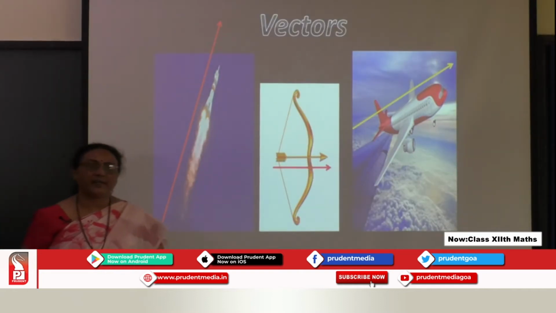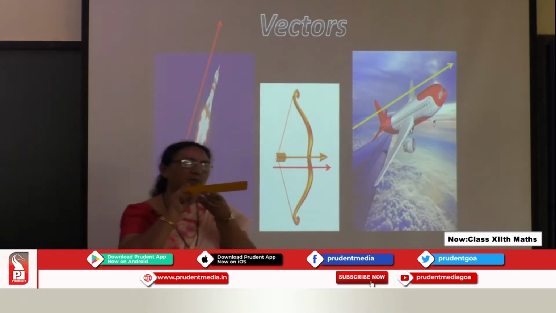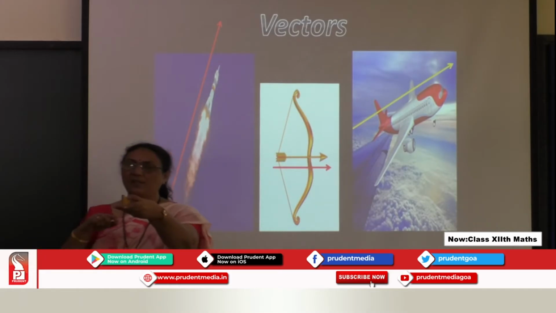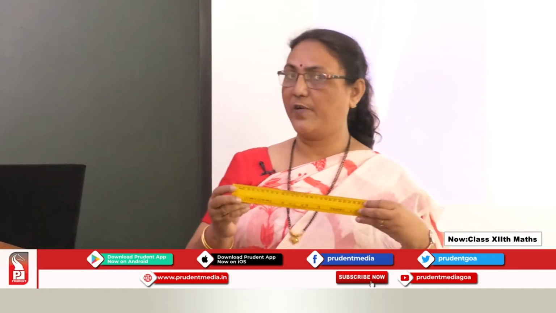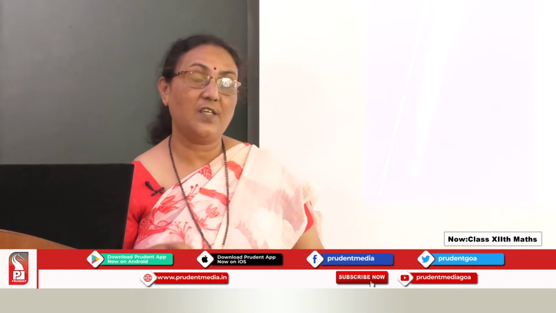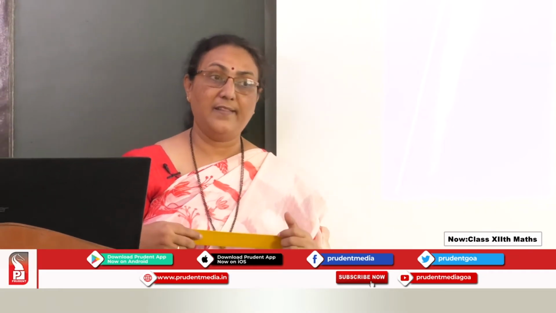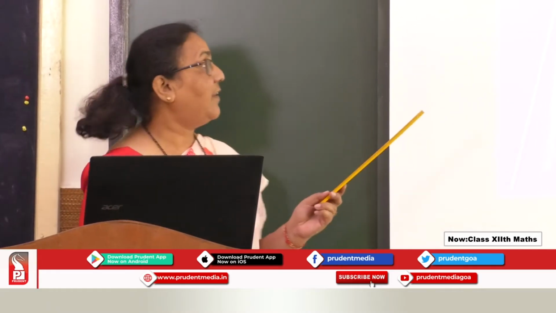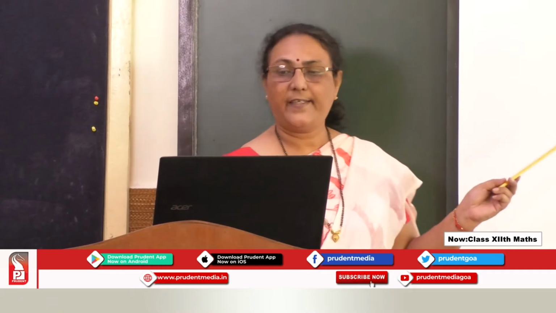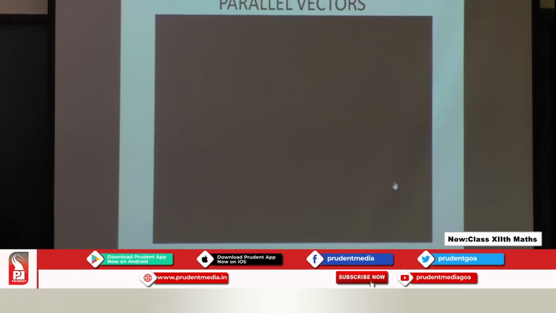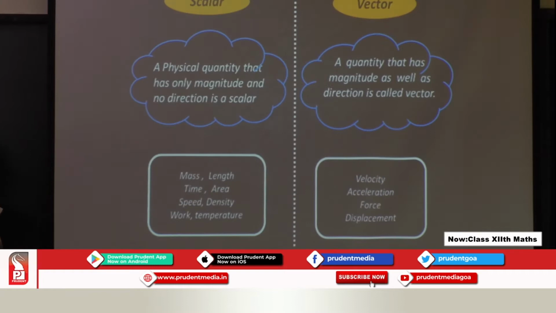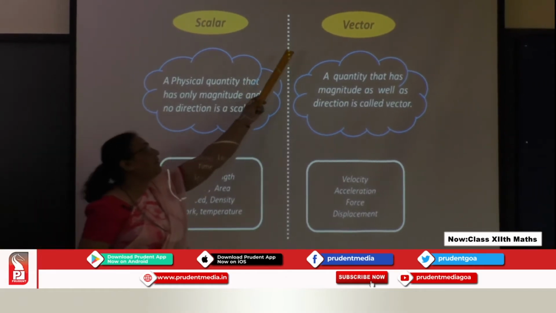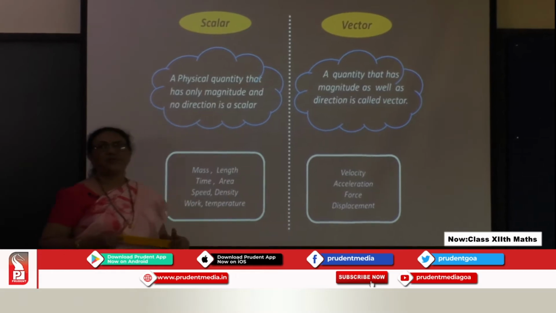Now see, I am standing here. If I want to go in this direction, I will move this side. If I want to go out from this room, I will go this side. So direction is very, very important in our life, and this direction is related to this lesson, vectors. Now see here, these are examples of vectors. In this video we have seen that two planes are moving and both are parallel planes. Now we are learning in this lesson vectors and scalars. What is the difference between vectors and scalars?